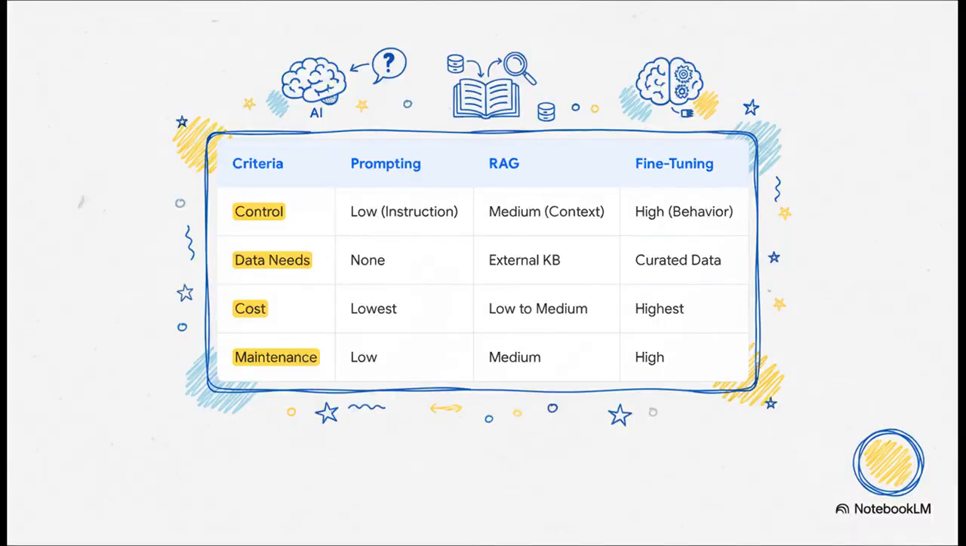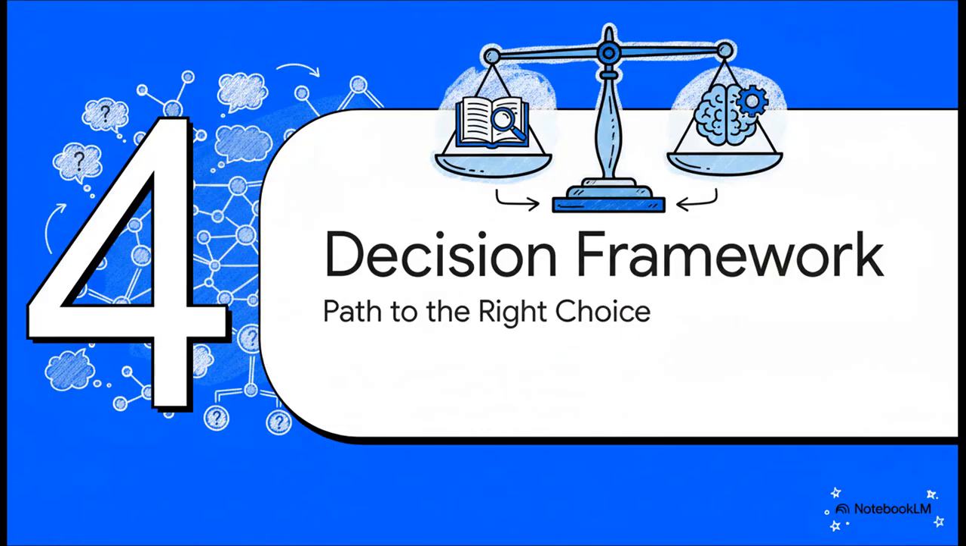So here it is, the whole thing on one cheat sheet. And the trade-offs are super clear, right? Prompting is the cheapest and easiest, but gives you the least control. RAG is your middle-of-the-road option. It gives you control over knowledge, but you gotta manage the data. And fine-tuning? It gives you maximum control over the model's behavior, but it's gonna cost you the most in time, effort, and, well, cash.